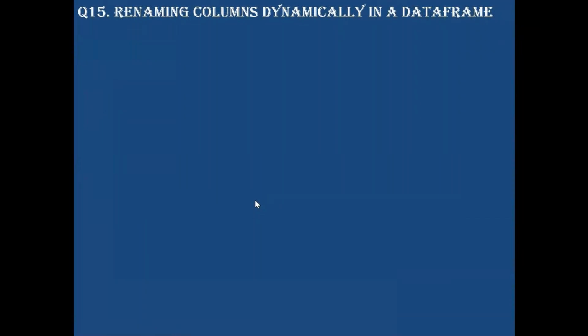Question number 15. Rename columns dynamically in a data frame. Let's say you have 5 columns. You need to rename ID to employee_ID, name to employee_name, location to employee_location. How will you do that, team? How will you rename the columns in a PySpark data frame?